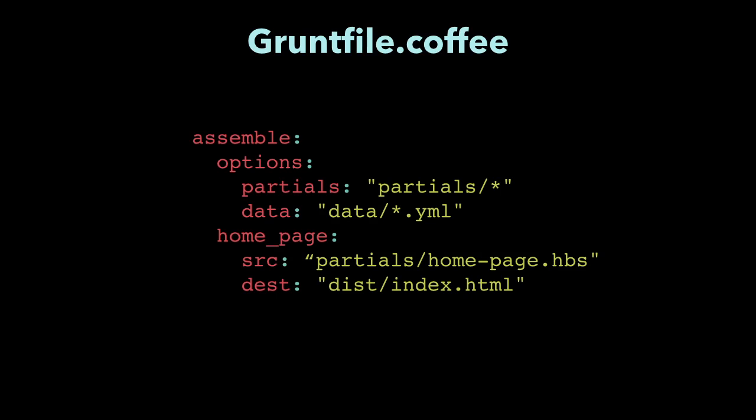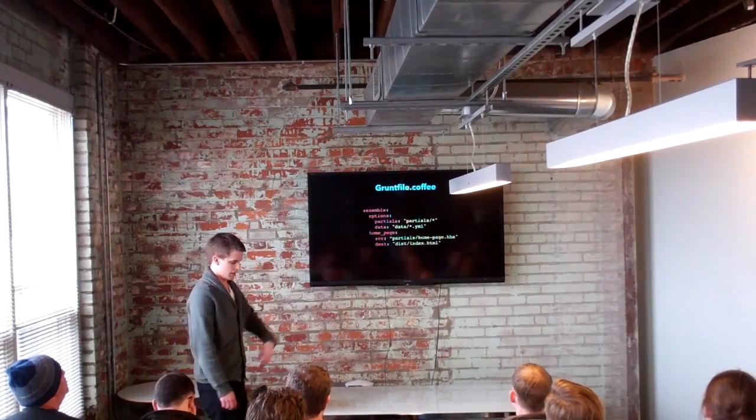So this is a part of our Grunt file. We have the assemble block, and we're passing it two options. Under our data directory, we have any YAML files in there. We use those as data. And then we have a partials directory. And specifically, this guy is going to be our home page. And that's going to output into our dist directory, like I mentioned earlier, as index.html.